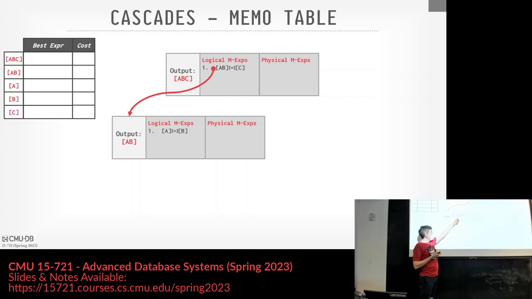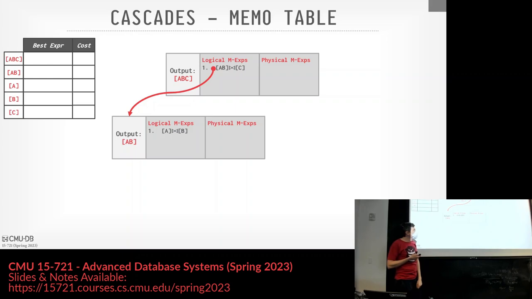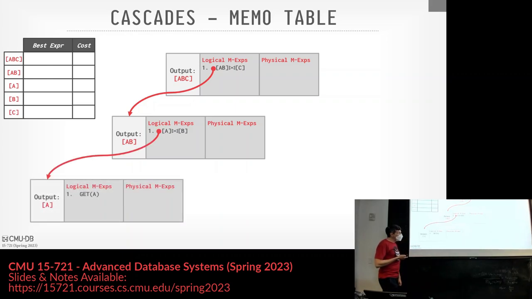So at this point here, I don't know how I'm going to scan A. I don't know how I'm going to scan B. I don't know how I'm going to join B, but I know A will be the outer and B is the inner table. So now I can expand down here and get down to the group that's just the output of A. There's only one logical expression for this example. We'll just say for our purposes, it's get A, right?